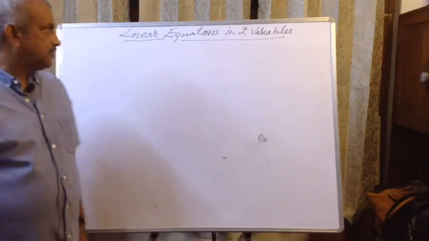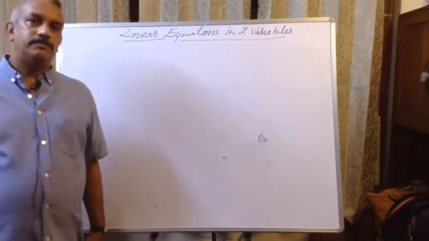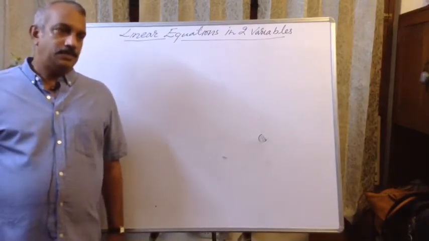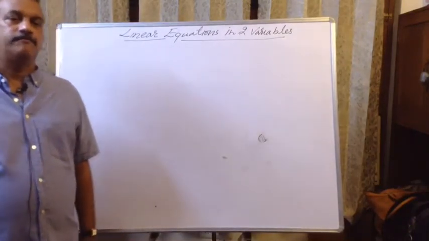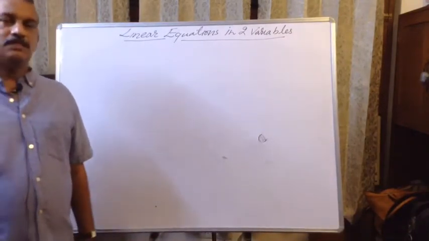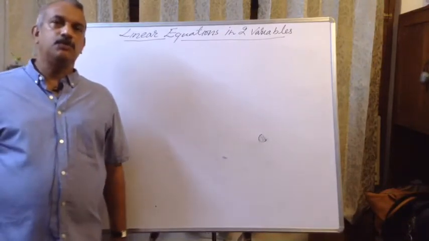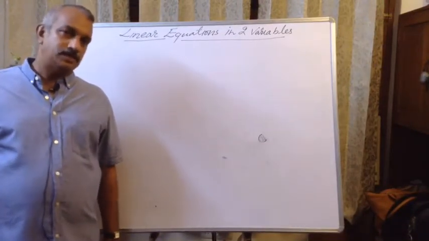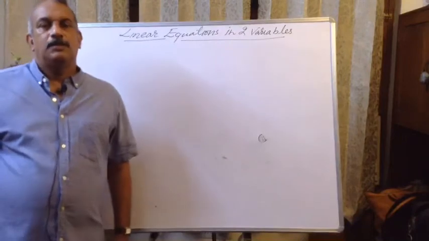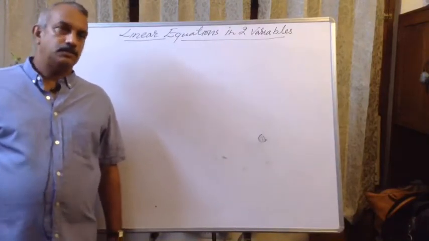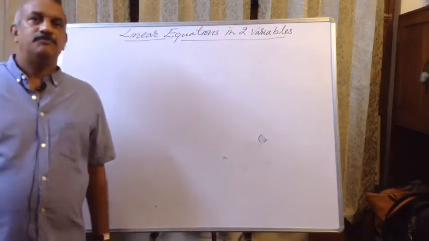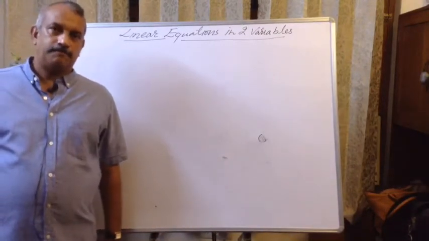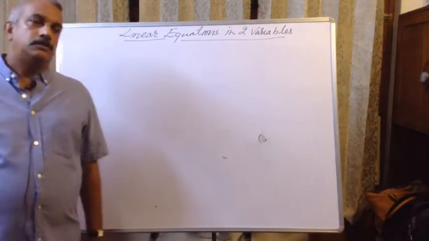See, first of all, equations. Equation can be an algebraic equation or just a statement with an equal sign. Say the number of students in class 9th is equal to 200. It is also an equation, but we are talking about algebraic equations. So, an equation is an algebraic expression with an equal sign.